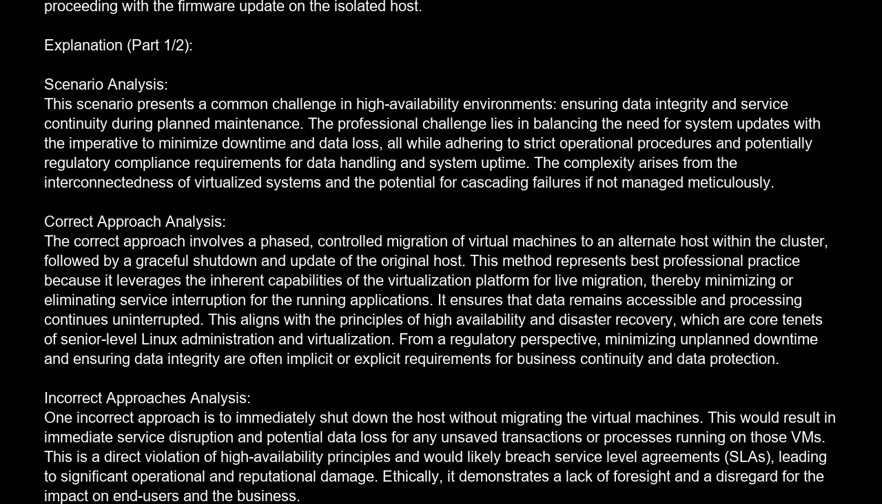One incorrect approach is to immediately shut down the host without migrating the virtual machines. This would result in immediate service disruption and potential data loss for any unsaved transactions or processes running on those VMs. This is a direct violation of high availability principles and would likely breach service level agreements, SLAs, leading to significant operational and reputational damage. Ethically, it demonstrates a lack of foresight and a disregard for the impact on end users and the business.